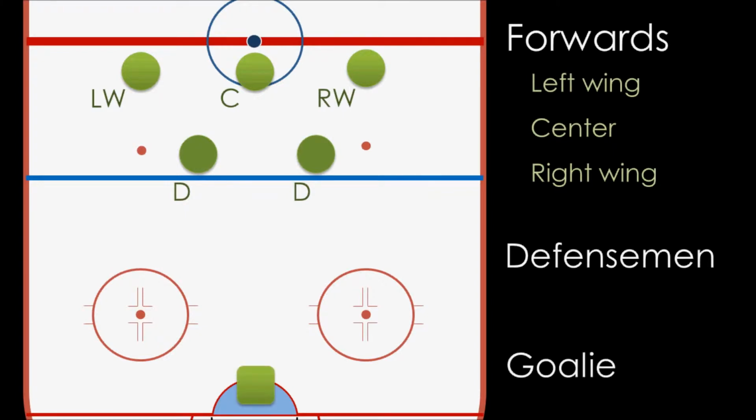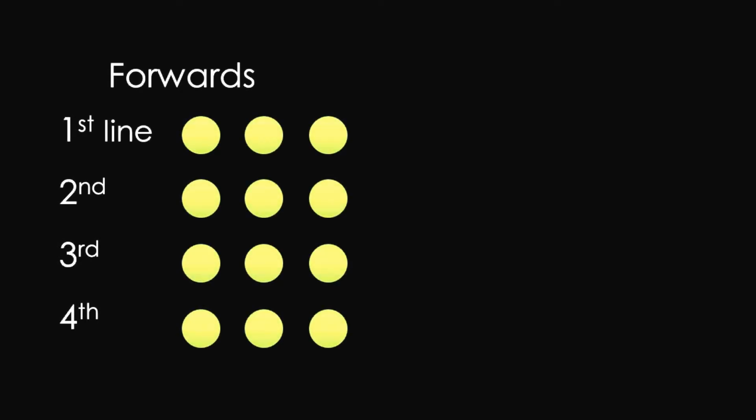These players can jump onto and off of the bench and be replaced by another teammate at any time during the game. So to avoid confusion, teams have what are called lines. There will be 4 groups or 4 lines of 3 forwards each. Each line will have a left wing, a center, and a right wing. These lines are numbered usually 1 through 4, with the first line featuring the best players and the 4th line featuring the guys who aren't quite as good.